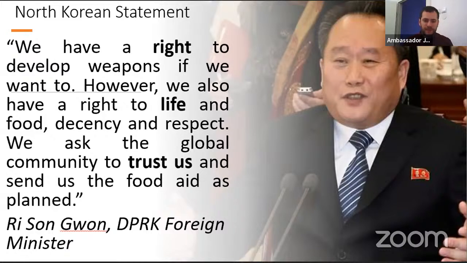So here's a statement from Ri Sung-gwan. We have the right to develop nuclear weapons if we want. We also have the right to life, food, and decency and respect. We ask the global community to trust us and send us the food as planned. And as I mentioned, recently North Korean leader Kim Jong-un has made a similar request.